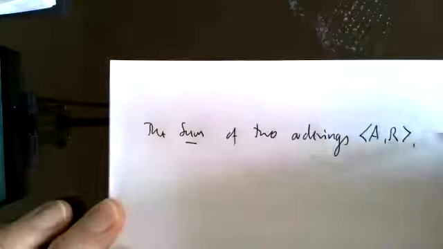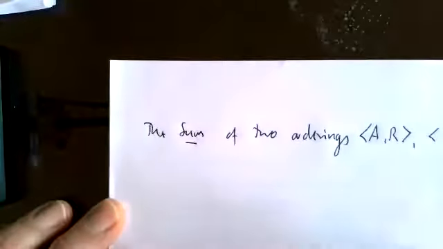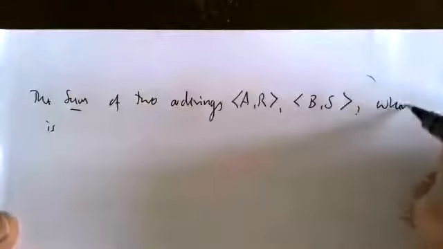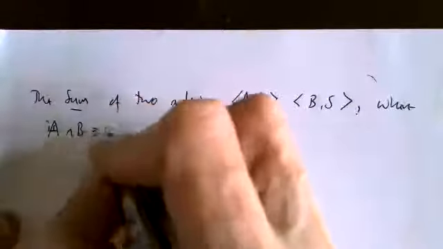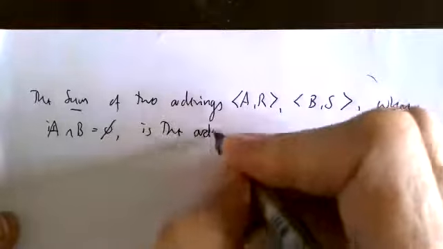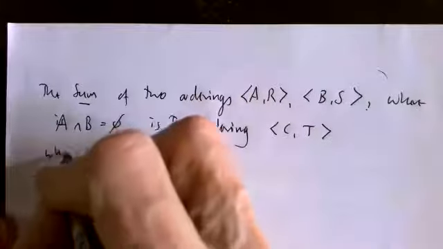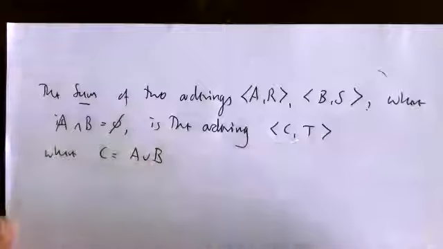So just to review some orderings. The sum of two orderings, A with its less than, which I'm calling R, and B with its less than, which I'm calling S, where A and B are disjoint, this was the ordering T on C, where C was the union of these two disjoint sets.